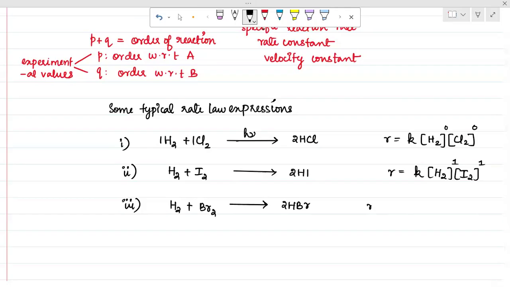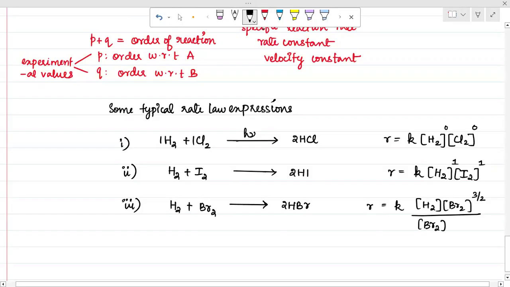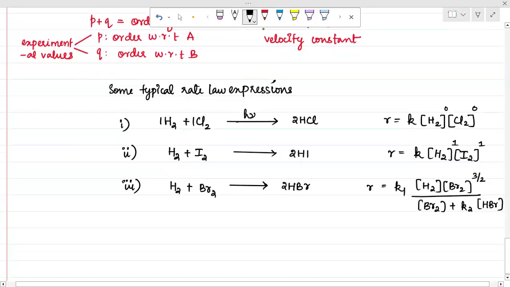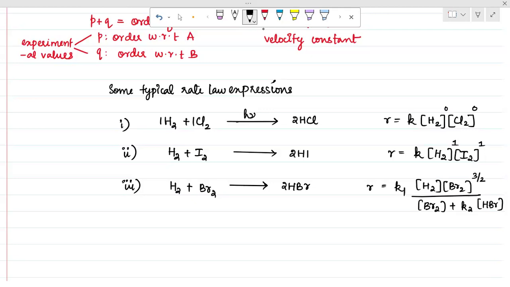Now you know what the expression is? It's very complex. It is rate constant K, H2 into Br2 to the power 3 by 2, divided by concentration of Br2 plus another rate constant K1 into HBr. There is K1 over here, please write. Okay. Now can you see here the order or the powers that you have got are also fractional, while the coefficients over here are whole numbers.